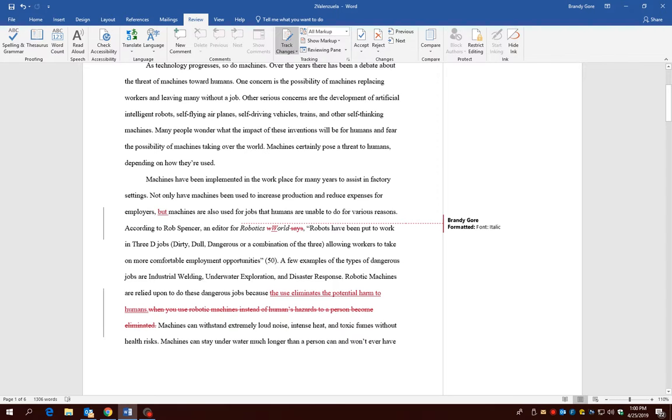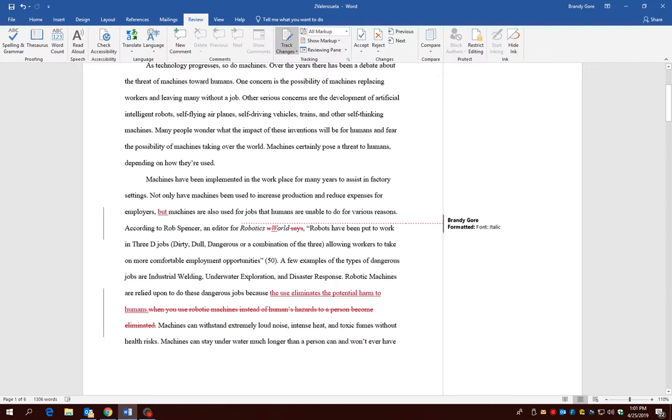She has given the signal phrase and the source, so this is technically cited. And the only thing that could fit into the parentheses here would be the page number. If there were no page numbers in her source, then she would have put the period right here. But because we had a page number, then we had the parentheses. Okay, it is cited here. You have to have it cited in one or the other places. Okay, a few examples of the types of dangerous jobs are industrial welding, underwater exploration, and disaster response.